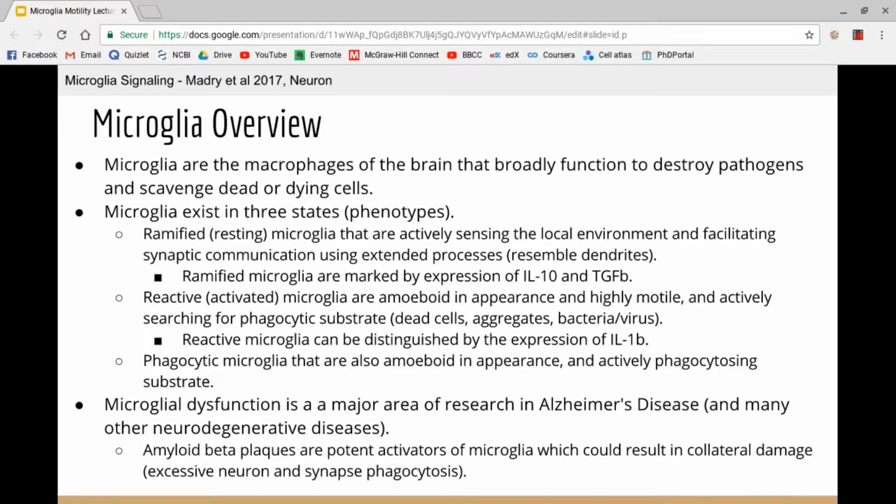Amyloid beta plaques are potent activators of microglia, which can result in collateral damage, such as excessive neuron and synapse phagocytosis. So again, amyloid beta is the pathological peptide in Alzheimer's disease, and it's been proven to activate microglia. So this is a very hot area of research right now, and I think that makes it more exciting to give this presentation. So let's get caught up on some of the basics.